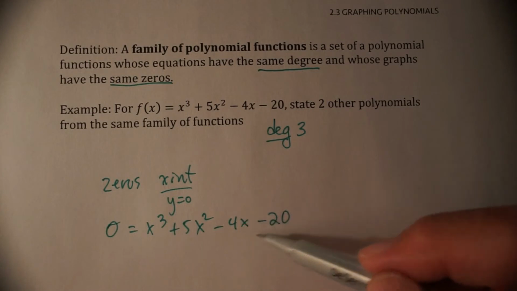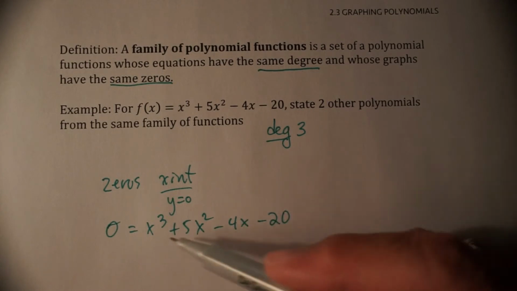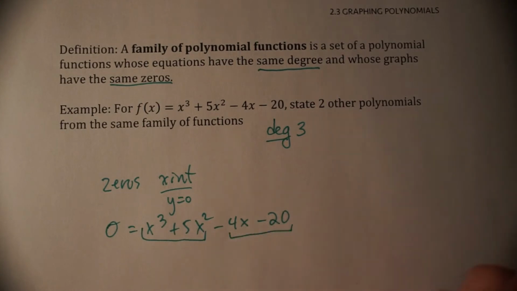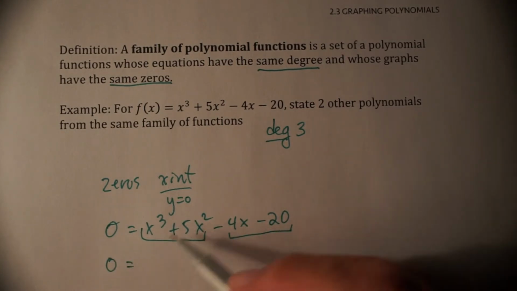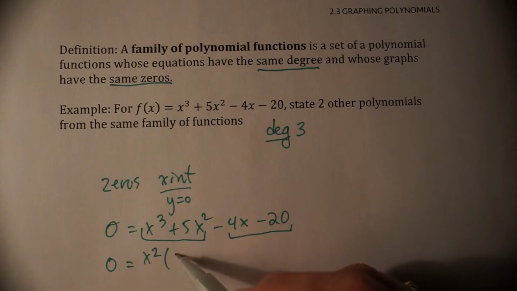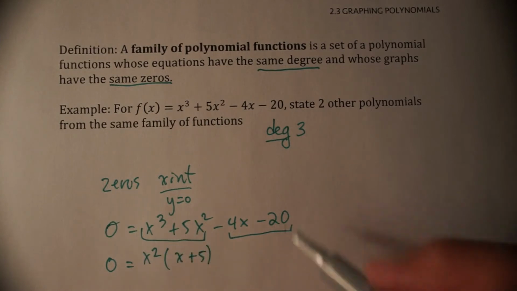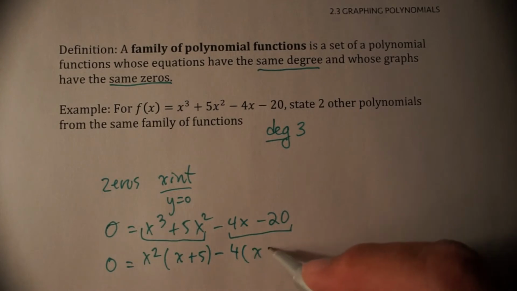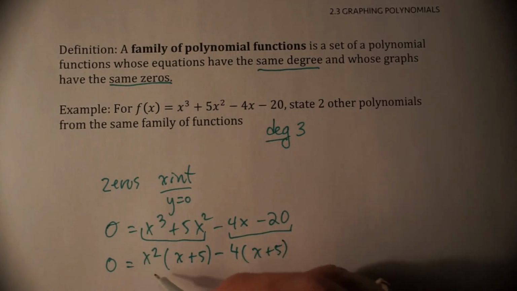I'm going to see, well, if the 4 would come out, there'd be a 5 there. Oh, there'd be a 5. I think it'll work. So we're going to go with grouping again. I'm going to group those two together like that. Take out the x squared. Here I take out the negative 4. It's going to leave me with x plus 5. And yay, it worked out.